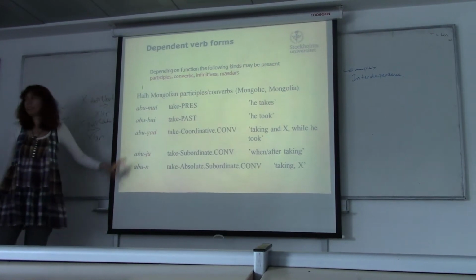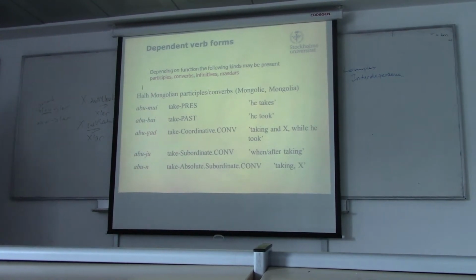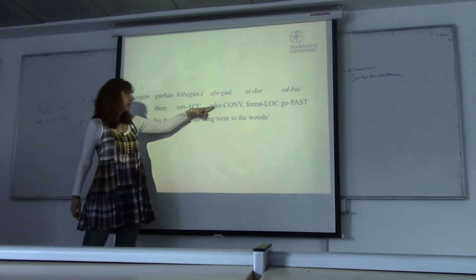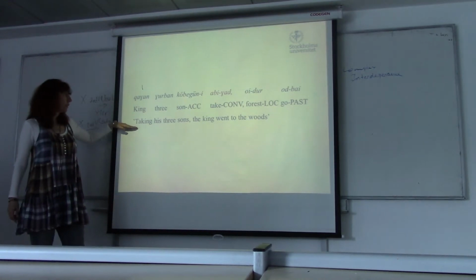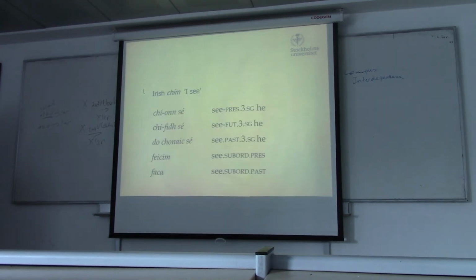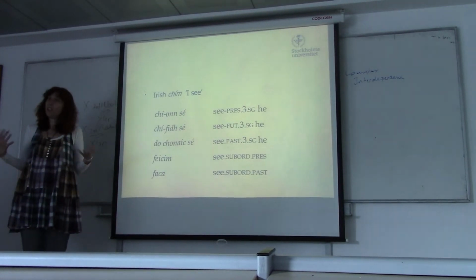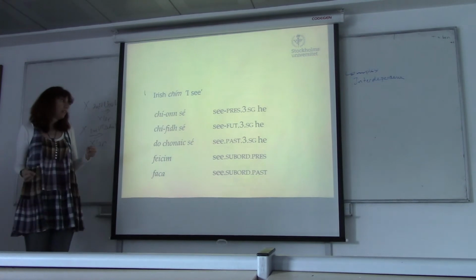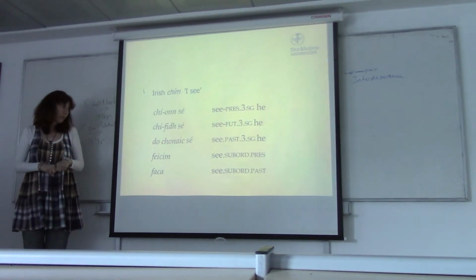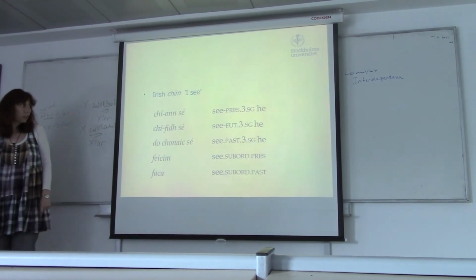What these converbs do is essentially they're used instead of subordinate clauses, from what we know. So here you'll have the verb abi, take, with had, and it will render "taking his three, the king went to the woods." In Irish, which is an Indo-European language, you have also dependent verb forms that can only be used in the subordinate clause, and you also have even suppletion with those verb forms. So with the verb to see, there are two different stems that show in the paradigm.